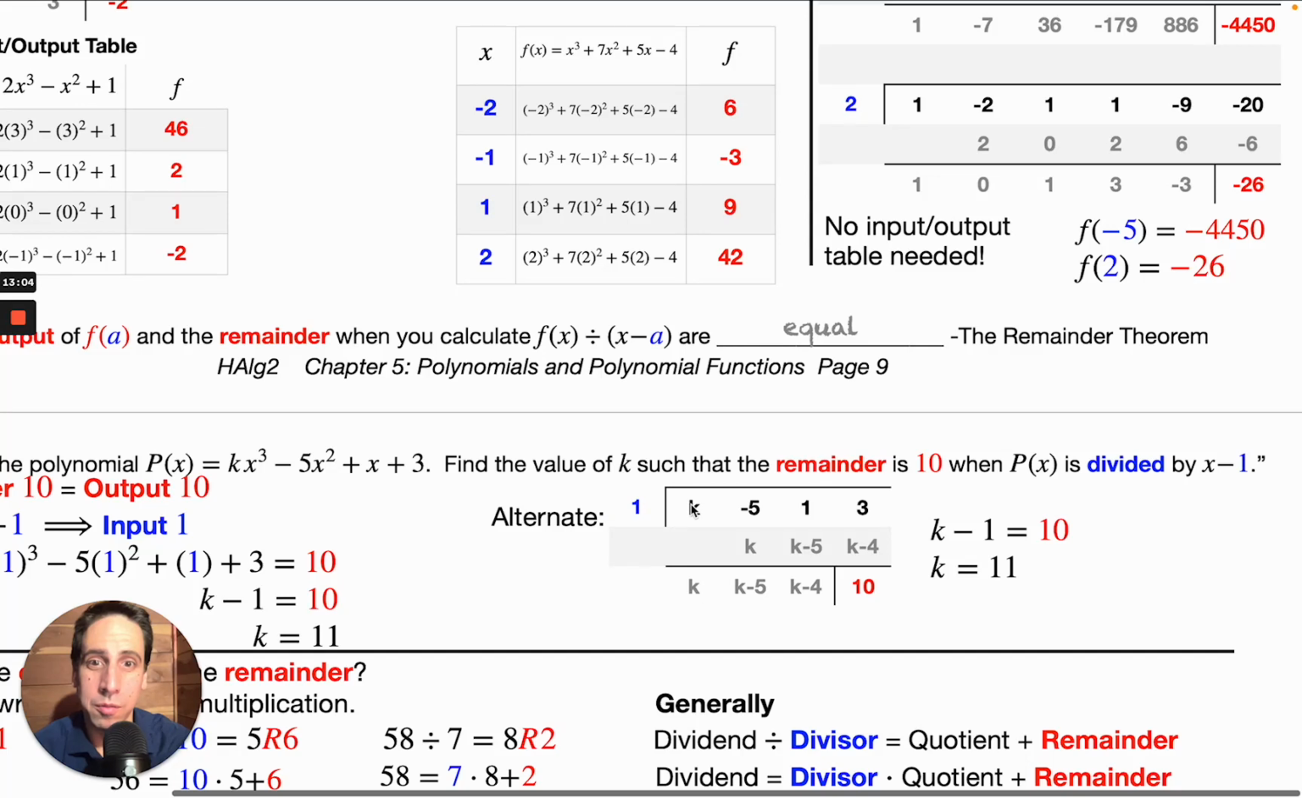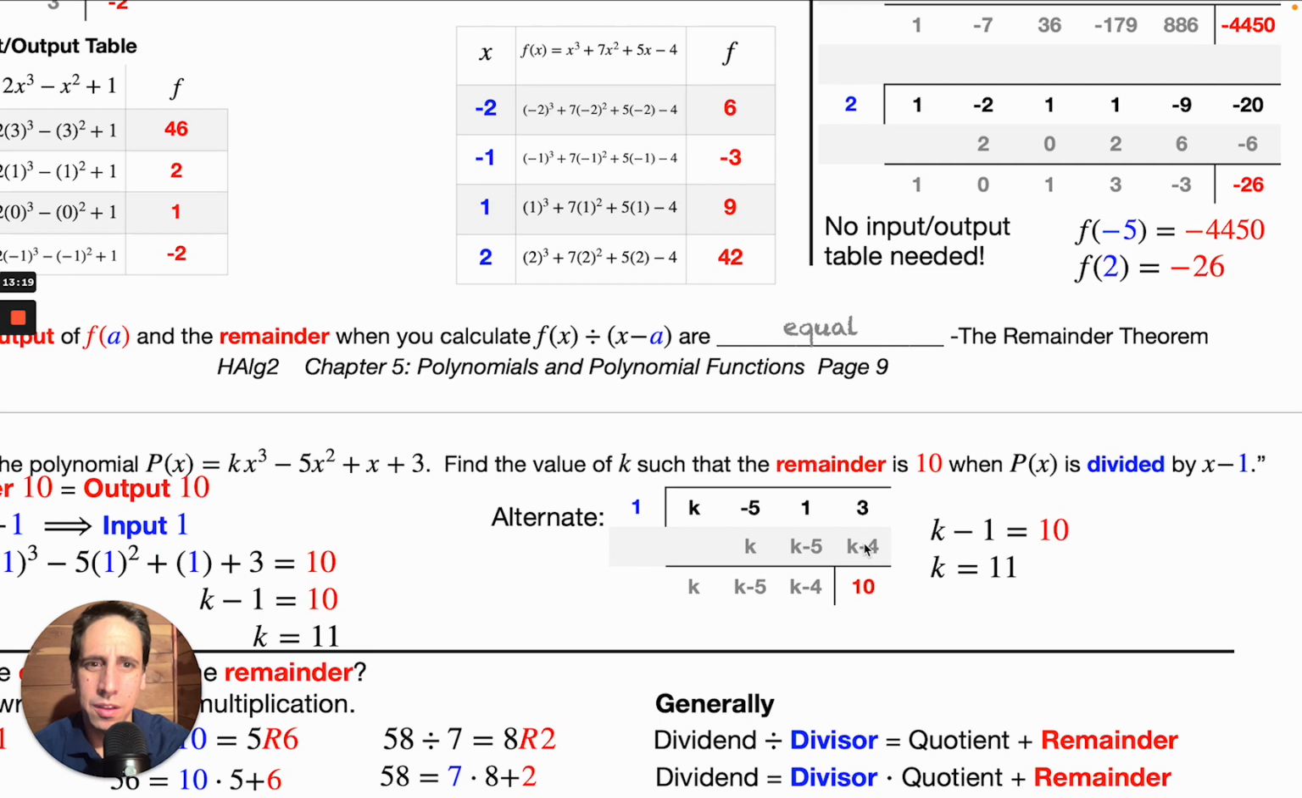So I'm going to put a 1 here, bring down the k. When you add, multiply by 1, you get k. Add negative 5, you get k minus 5. Multiply by 1, you get k minus 5. Add 1, you get k minus 4. Multiply by 1, you get k minus 4.